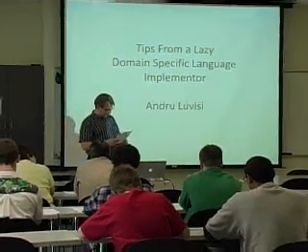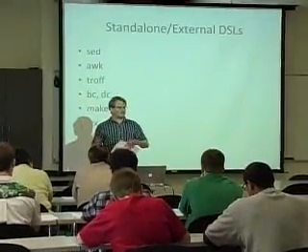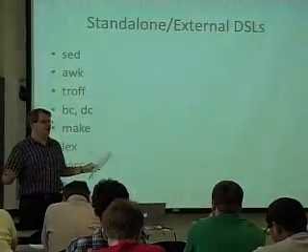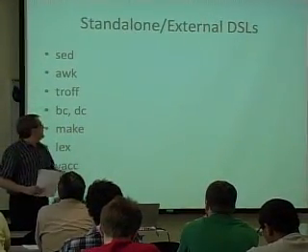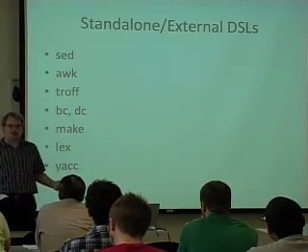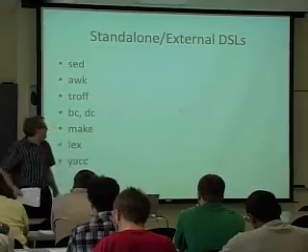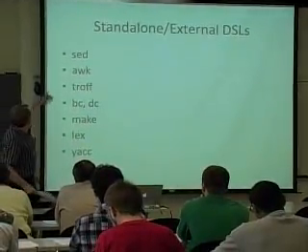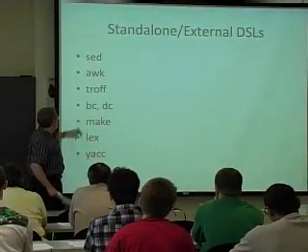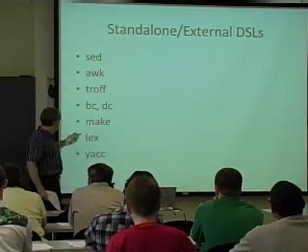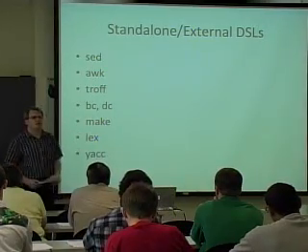So, skipping ahead, there are basically two broad categories that you can divide DSLs into. There's the external standalone ones. This is basically what we're used to with any other language, but small. These are examples from Unix: some text processing, document preparation, computing, building, creating compilers.